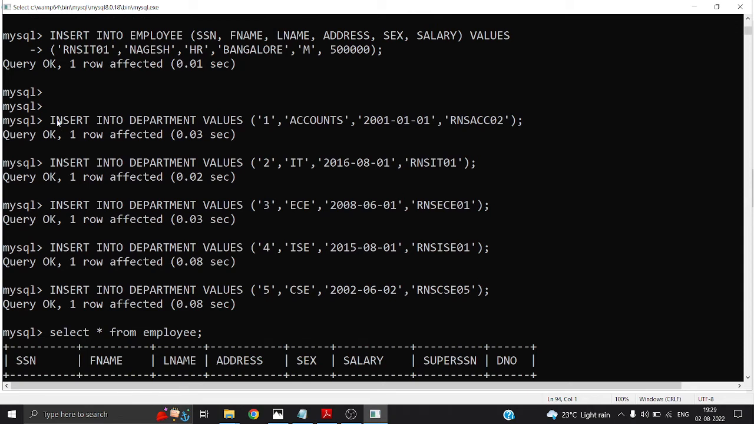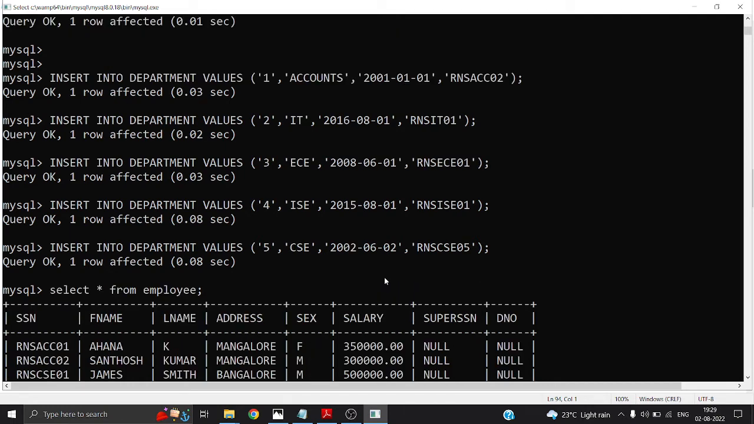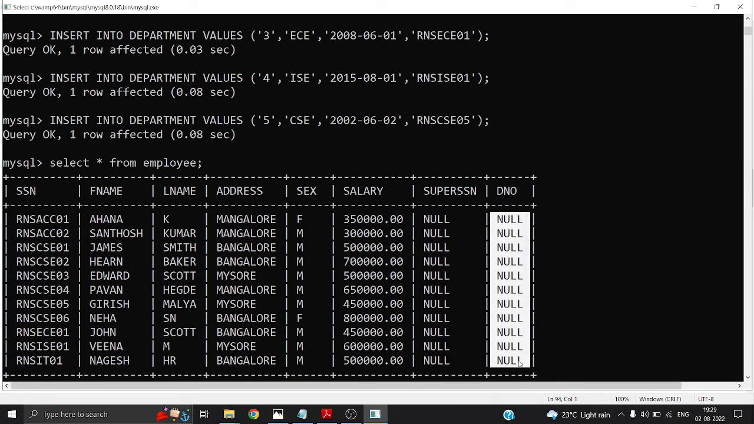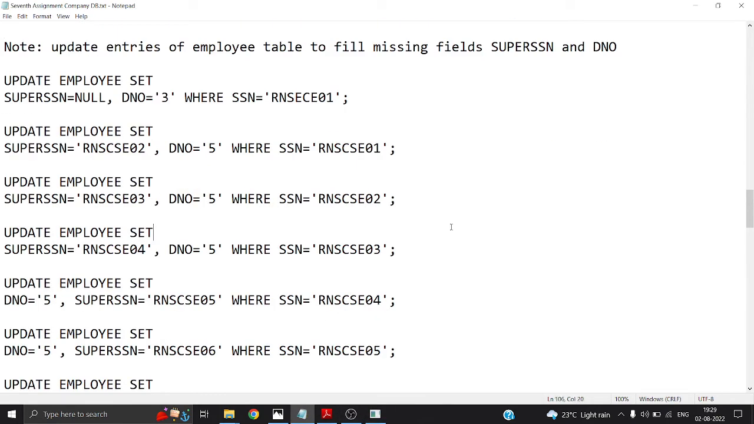So now here I have added the department information, and because of that, now I can update this employee table with the super SSN, that is who is the supervisor of that particular employee, as well as the department number. So our next job is to add those details with the help of the update command. As the records have already been inserted in the tables with a null value, now our job is to update those particular columns whose value is null with a proper meaning.